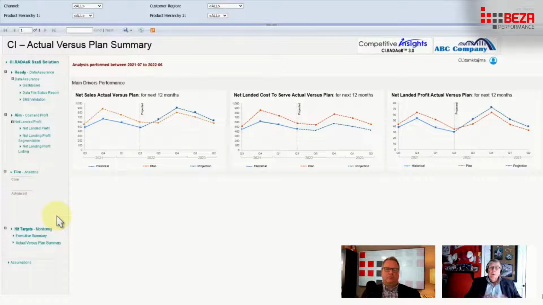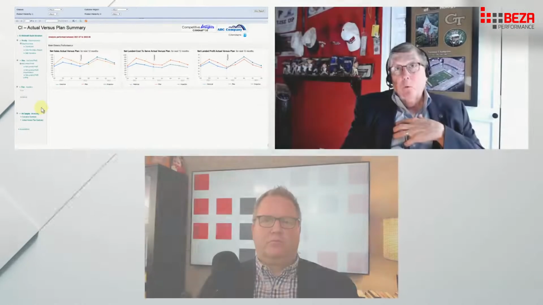So we're just going to dive into one a little deeper. Let's look at the net landed profit versus the plan, because that's ultimately, for a corporation that is obviously for profit, the ultimate measure, and then of course, shareholder return and performance.